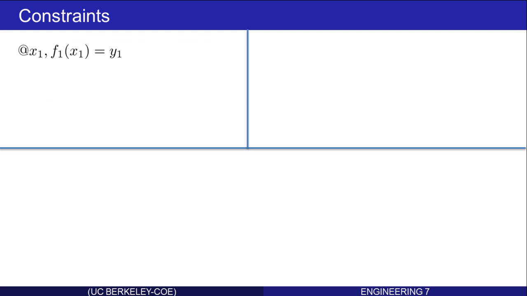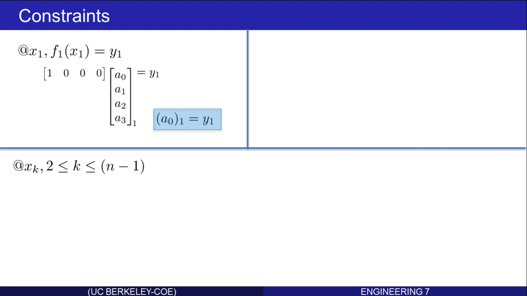The first constraint was at x_1. f_1 at x_1 should be y_1. Remember that f_1 at x_1 is simply a_0 associated with the first polynomial. I'm writing the coefficients of the first polynomial as a_0, a_1, a_2, a_3 with a subscript 1 on the outside to indicate the first polynomial. So there's the first constraint. It tells us that a_{0,1} is y_1 in fact.